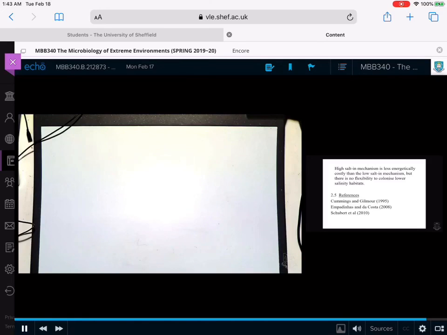The same with the Da Costa review: take bits of it that are of interest to the compatible solutes you've heard about and annotate your reviews. And the Schubert one, as I say, is really just of general interest, hopefully you'll be fascinated by how these organisms can survive for long periods of time. Again, you can just make a few notes on that. Okay, so that's a really good place to stop for this morning. I'll carry on tomorrow with the thermophiles as the next group. Thank you.